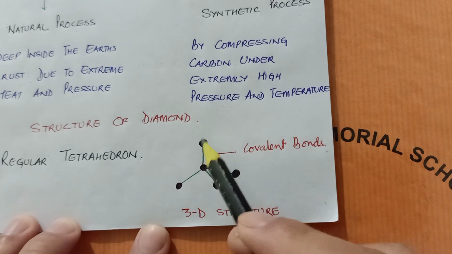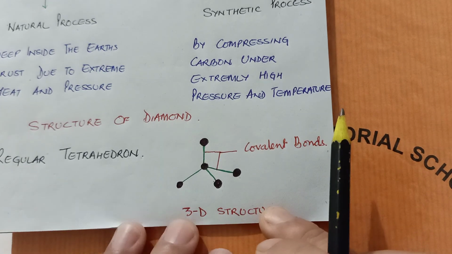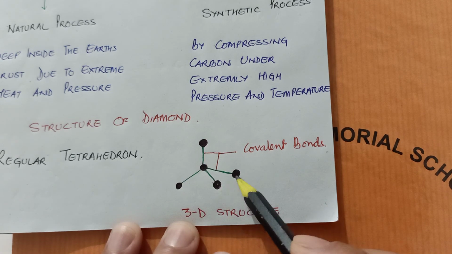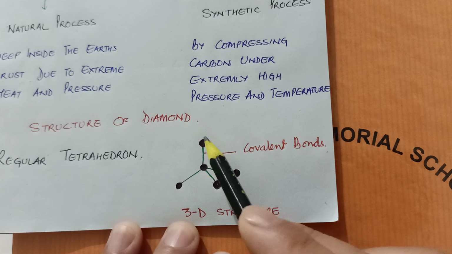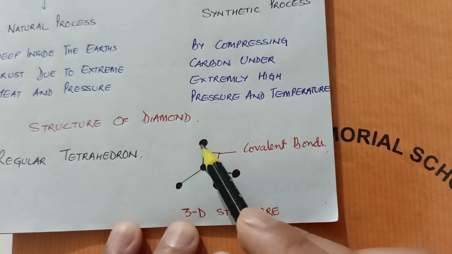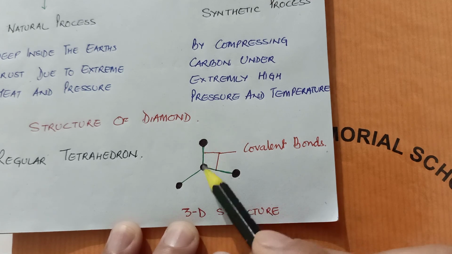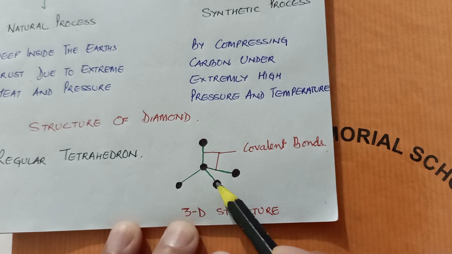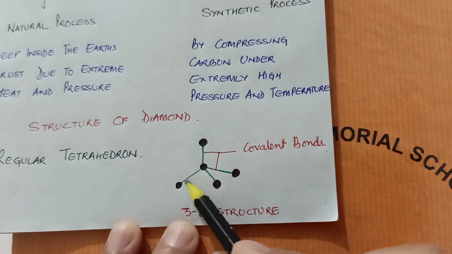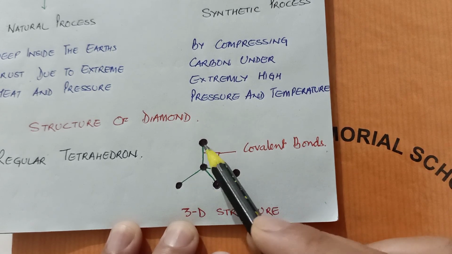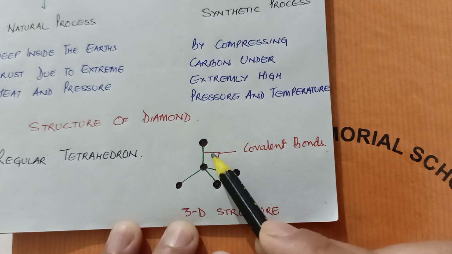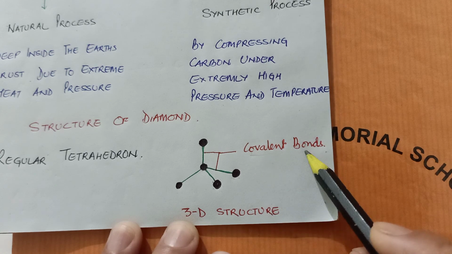In the tetrahedron structure, one atom is in the middle and 4 atoms are placed at the 4 corners. So one carbon atom is at the center, and this is another carbon, this is the second, third and fourth. They are arranged in this way, and these carbon atoms are joined to each other by a chemical bond, that is a covalent bond.